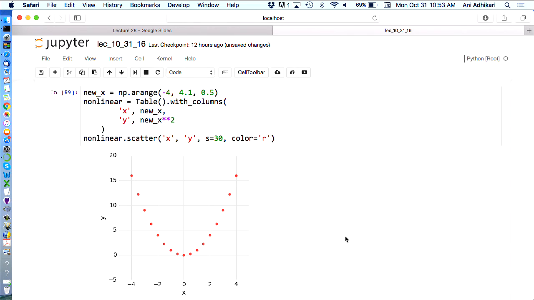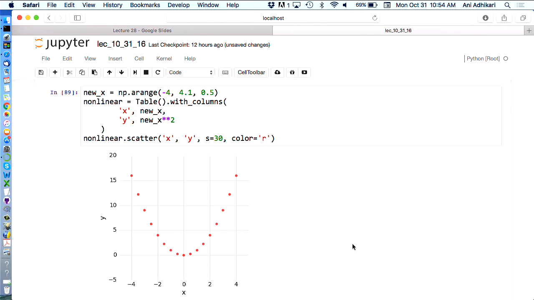Okay, take a look at that scatter diagram. Are you seeing an association? You should be able to answer with confidence. Are you seeing an association? Yes. In fact, Y is equal to X squared. That's about as sharp an association as you can get.